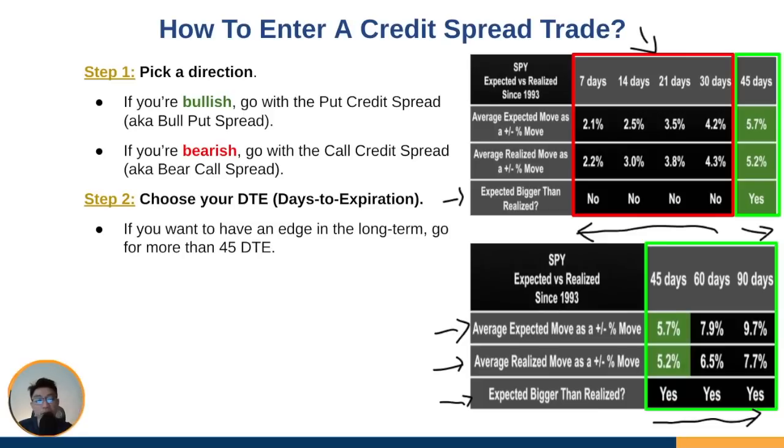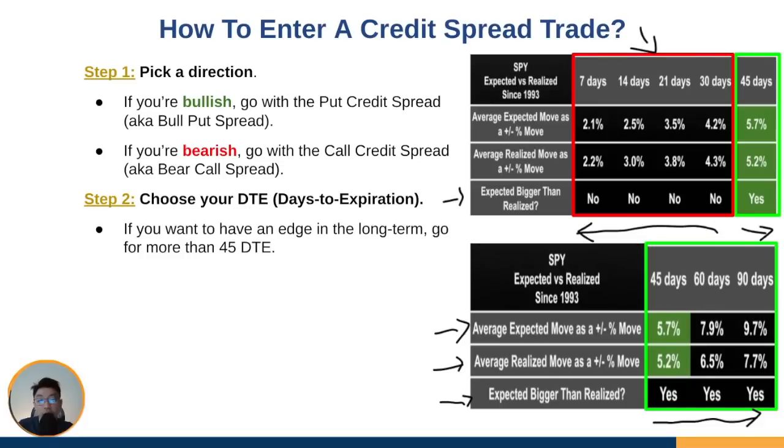So when you have this edge, when you put on a put credit spread or call credit spread, more often than not the trade will work out for us rather than not. And if it does go against us, at least it won't go that far. So that is why I prefer to choose around 45 to 65 days.